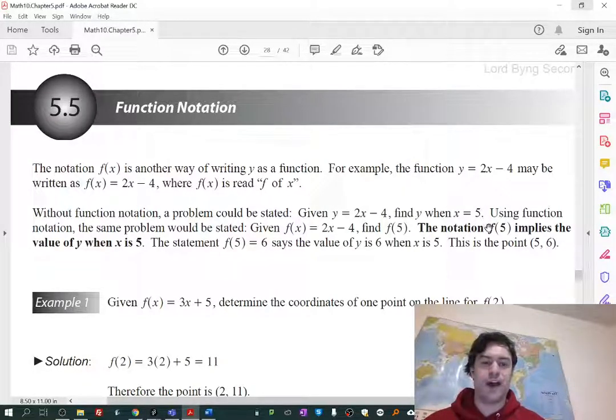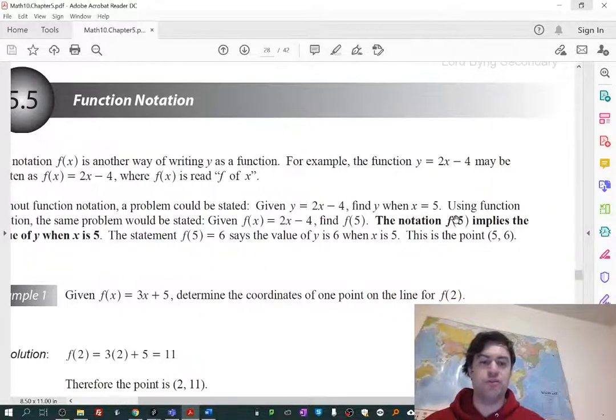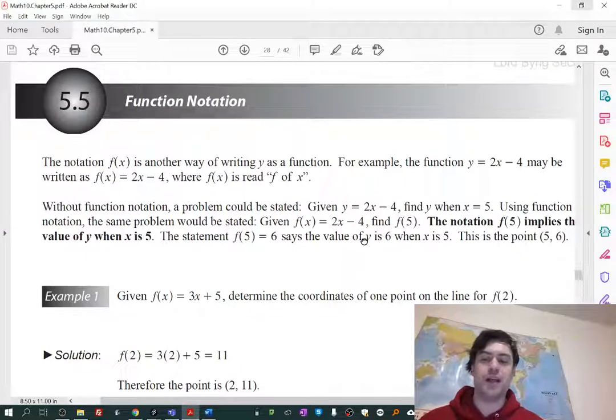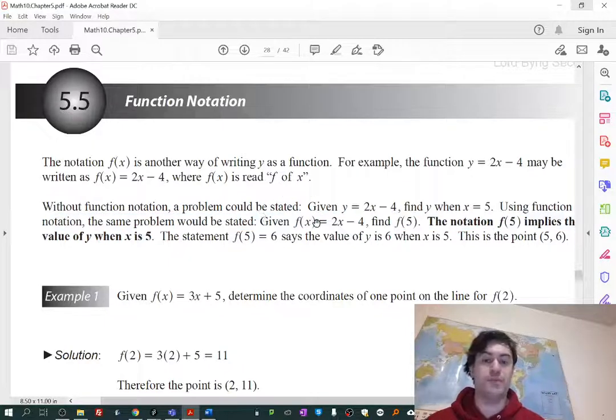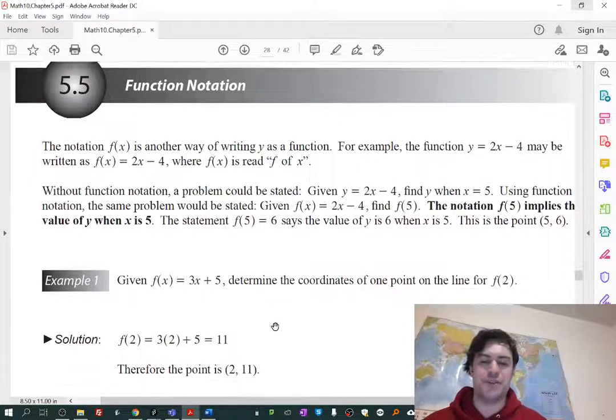So f of 5 here, in this bold notation, I think it's very important to see the bold. It says the notation f of 5 implies the value of y when x is 5. So you're basically solving this equation for when x is 5. That's the story, mostly. There's more to it than that, but we'll go forward and see how this works.